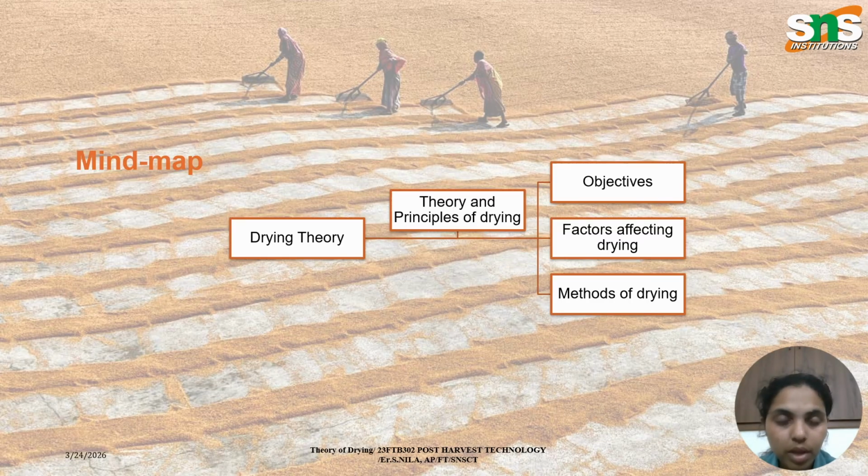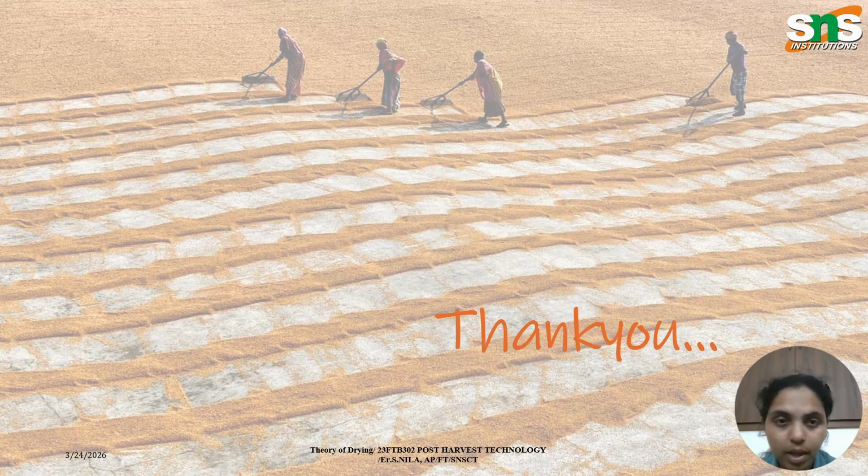So, to conclude, drying is a critical post harvest step that helps preserve food, reduce weight for transport, and increases shelf life. By understanding the principles, drying rate curve, and controlling the right factors, we can achieve safe and high quality dried products. Thank you.